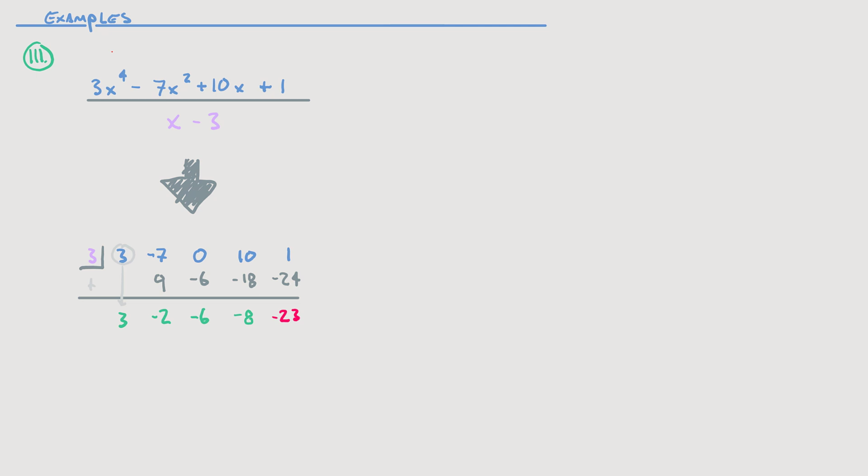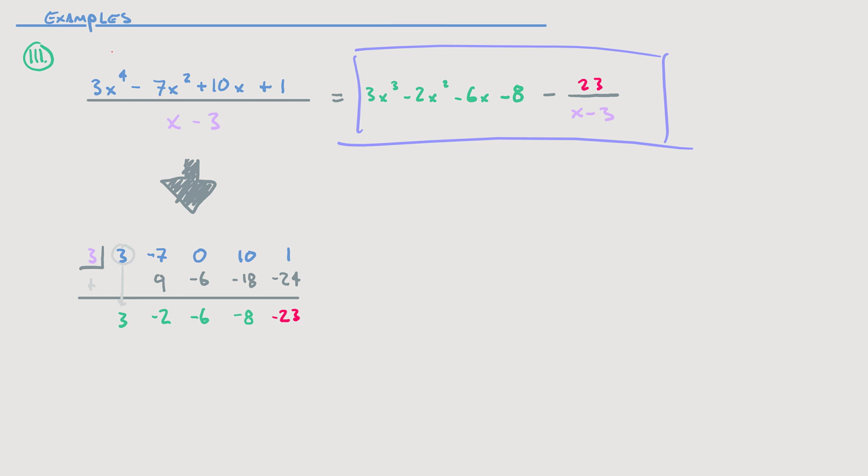All right, here's what I got. I dropped down the 3, multiplied by 3 to get 9, added to get -2, multiplied by 3 to get -6, added to get -6, multiplied by 3 to get -18, which gave me -8, and then multiplying by 3 is -24. So I ended up with a remainder of -23, and so my answer was 3x cubed minus 2x squared minus 6x minus 8, and then minus the remainder 23 over x plus 3.